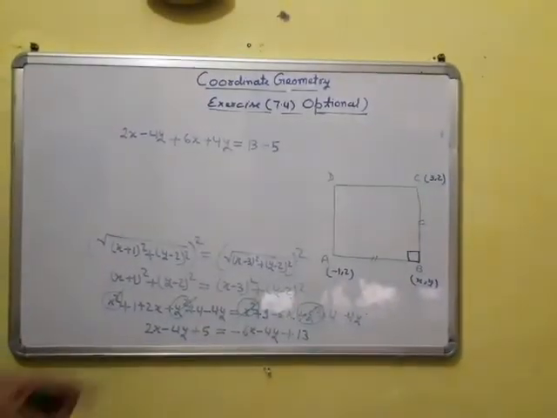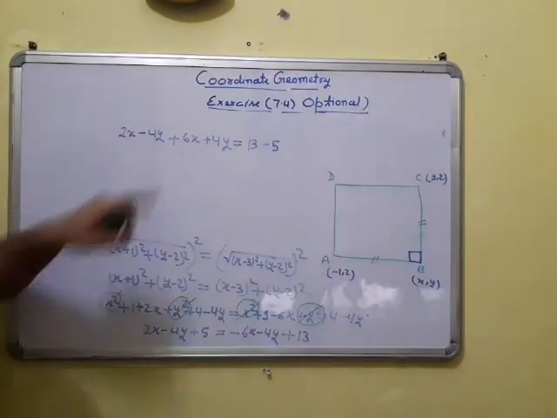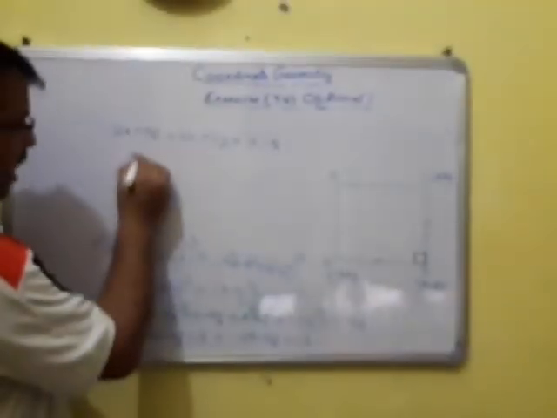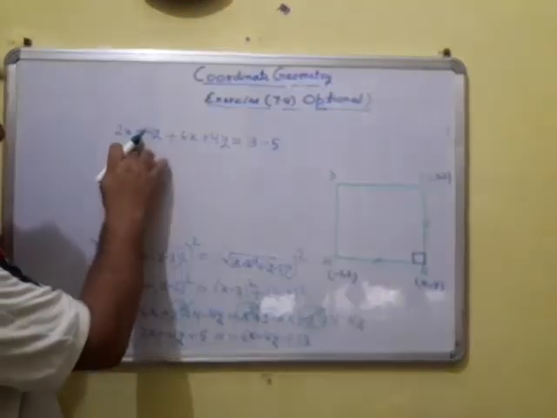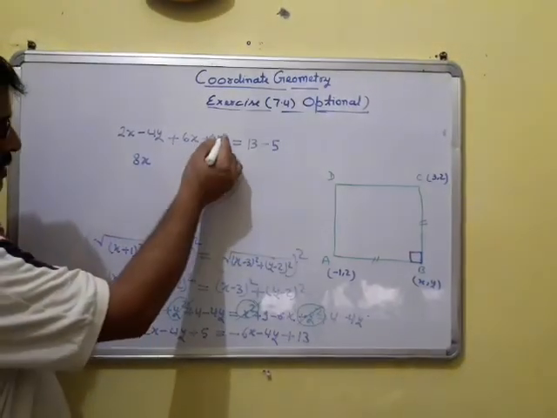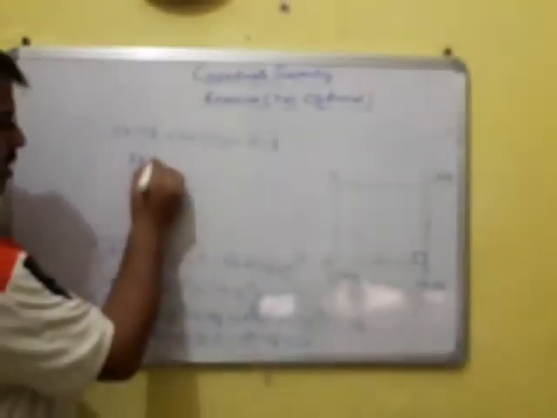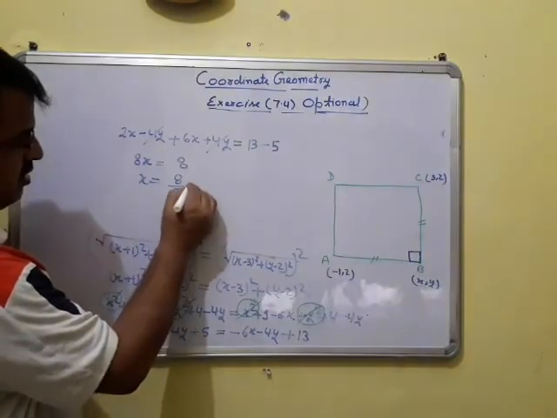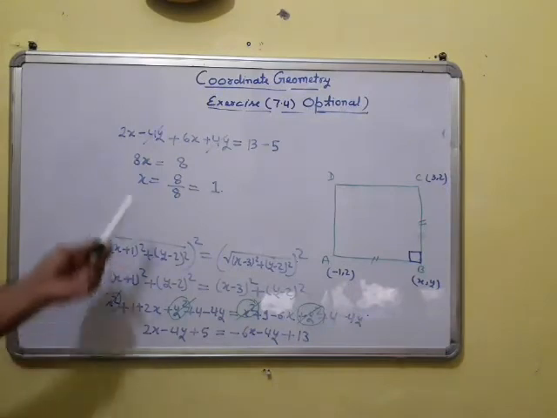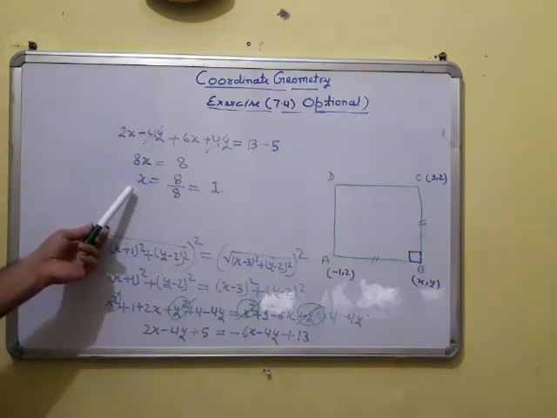Clear? Now look here, 2x plus 6x, so we get 8x, and −4y and plus 4y, this portion also cancels here. Clear? And 13 minus 5, what do we get here? 8. So x is equal to 8 by 8, so what we get here is 1. Clear? What did we get? x is equal to 1. Clear?